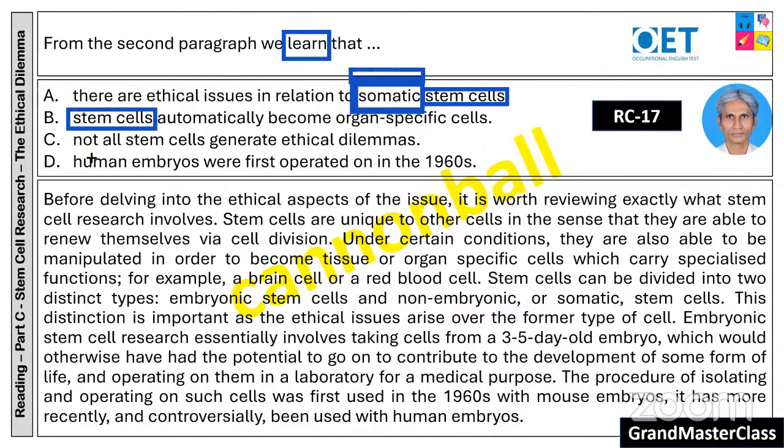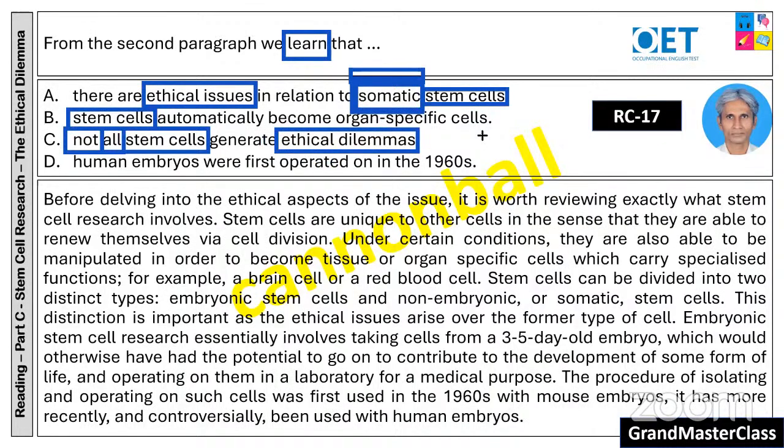Okay, right. Next one. Not all stem cells generate ethical dilemmas. So that means here, all stem cells, try to understand. Not all means only some. Some generate ethical dilemmas. Ethical dilemmas means ethical issues are nothing but ethical dilemmas.